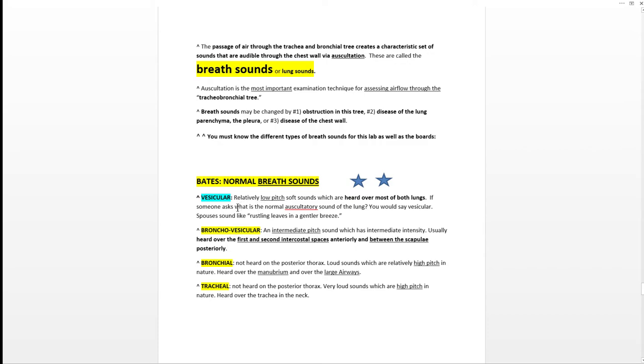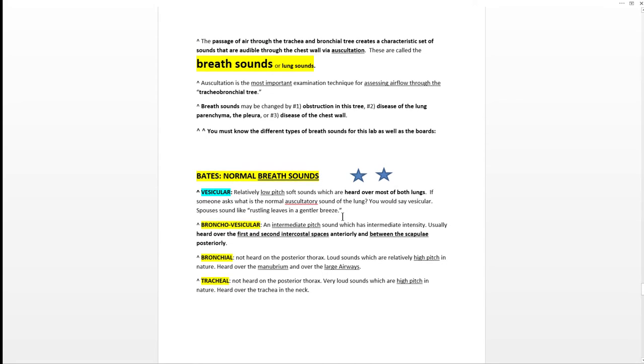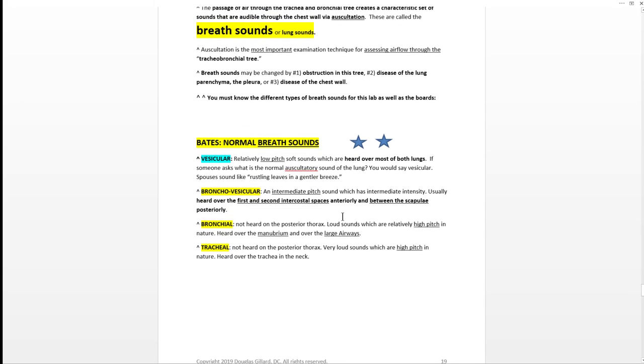So the normal breath sound is vesicular sounds. It's a low-pitched sound, but not low enough to use the bell, so you'll still be using the diaphragm. This is heard over most of the lung fields. The authors say it sounds like gentle leaves rustling in a gentle breeze, right? Now, when you get closer to the bigger pipes, the bigger the pipe you auscultate over, the higher pitch the sound is.